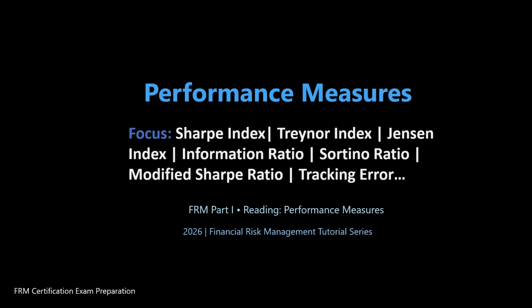Welcome to this tutorial on performance measures, part of the FRM Part I curriculum. In this video, we are going to focus on the key performance ratios that every risk manager and portfolio analyst need to master: the Sharpe Index, the Treynor Index, Jensen's Alpha, the Information Ratio, and the Sortino Ratio. These measures are not just exam topics, they are the tools professionals use every day to evaluate whether a portfolio manager is truly adding value and whether the returns being generated are worth the risk being taken.